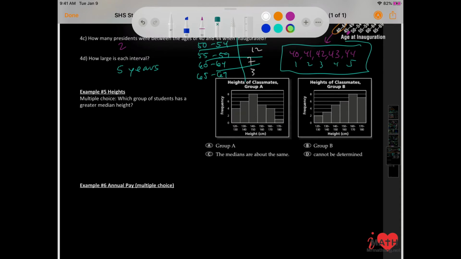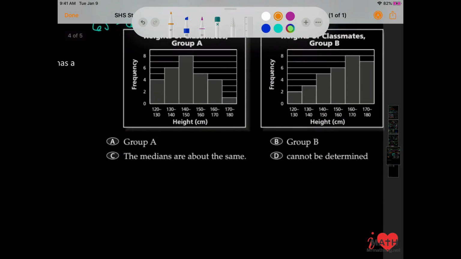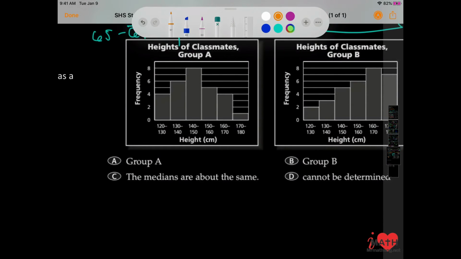Okay, next one. Which group of students has a greater median? Think to yourself, what does the word median mean? That means the middle number. So I'm going to count up class A. You can do this. You can write numbers there. 4, it's a 6, 8. This is in between, so that'll be a 5, and then this one would be a 4.